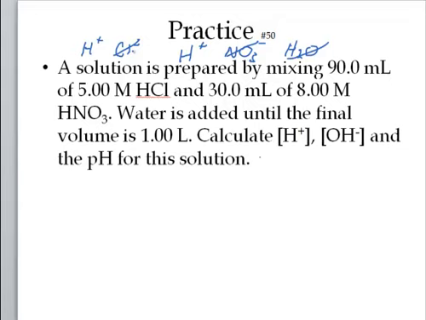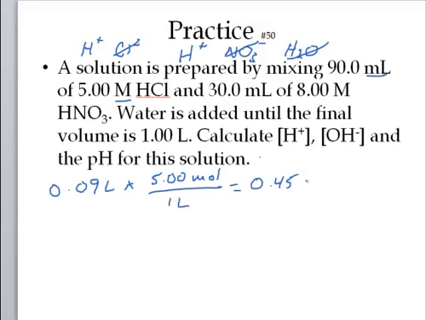So I really have some H plus floating around, and I've got to find the number of moles. So look what they've given us. They've given us a volume. They've given us a molarity. Well, we're so good at this by now, we can find moles. So 0.09 liters times 5.00 moles per liter. That's going to give me 0.45 moles. All right, there's that one.